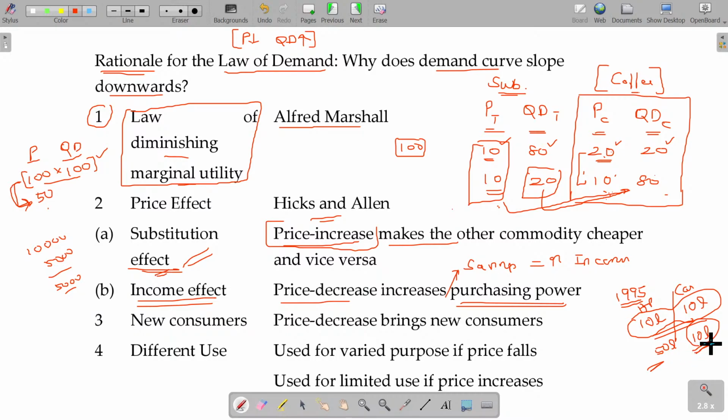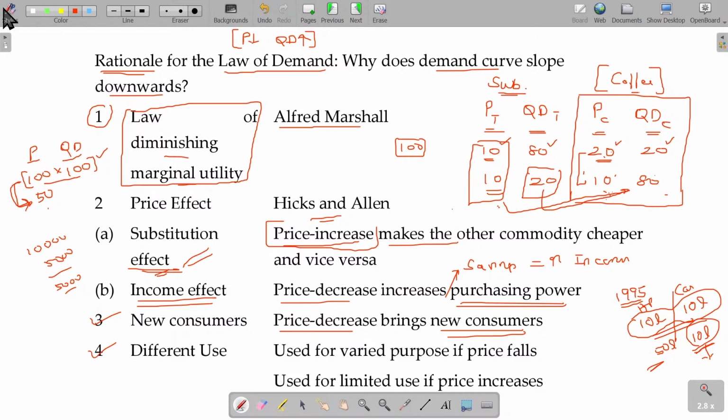So, the price of the car decreases, which makes newcomers purchase their car. The price seemed costlier, meaning not affordable by most of the people. Now, it's cheaper. Most of the new people also find it easy to purchase, it's affordable. So newcomers will come for purchasing the commodity. That also increases the quantity demanded. Third aspect: price decrease brings new consumers.